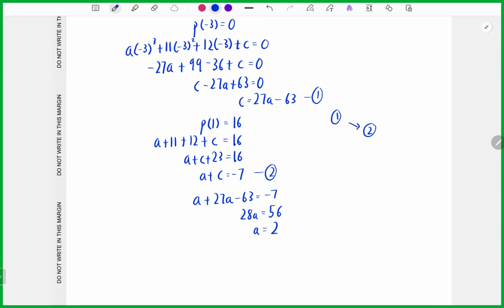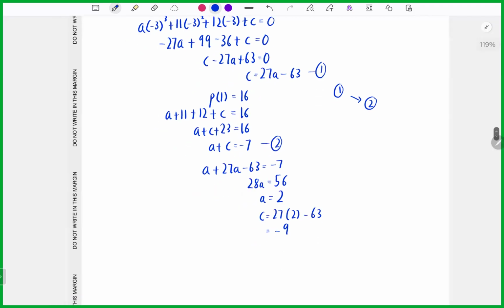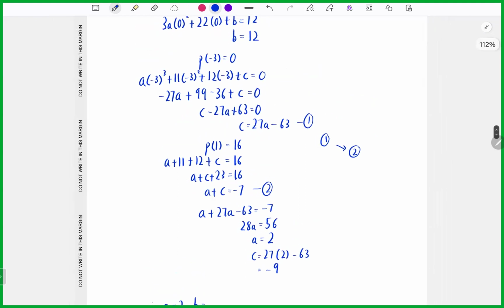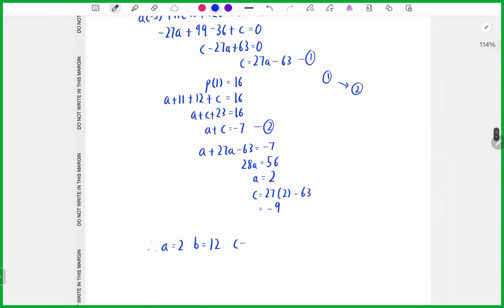Now we try to find the value of C. C equals 27 times A, which is 2, minus 63. That is 27 multiplied by 2 minus 63, and you will get negative 9. So I can summarize the answer here: A equals 2, B equals 12, C equals negative 9. This is the answer for question 6.